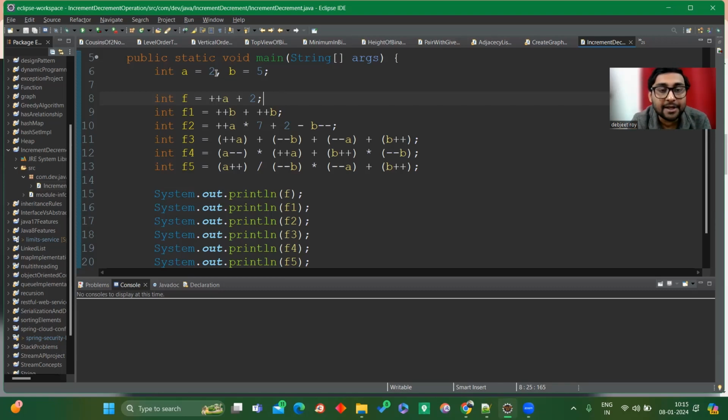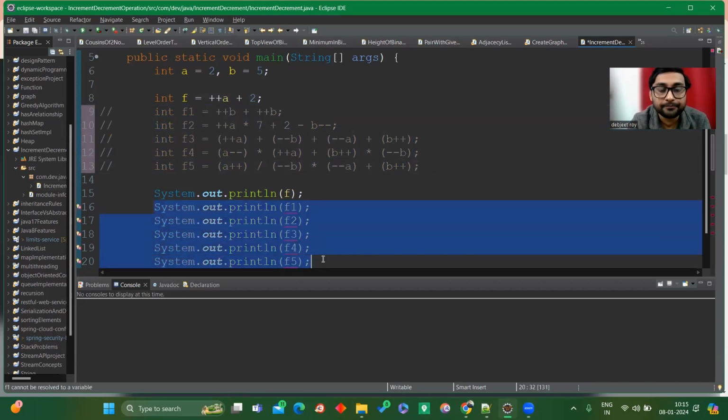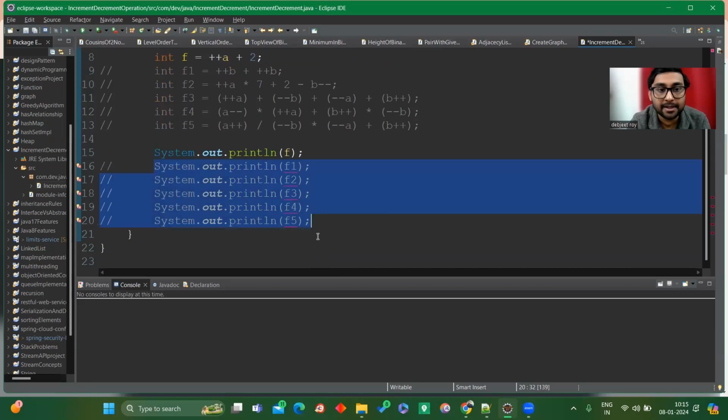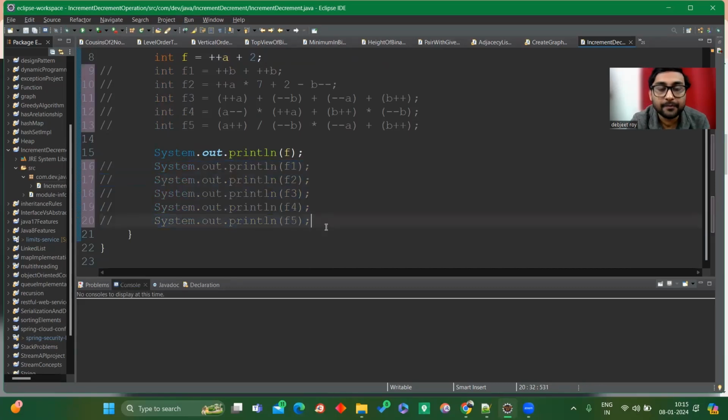Here I've taken the value of a as 2 and b as 5. So if a is equal to 2 and b is equal to 5, then what will be my value for this function? Let's comment this out. One by one we will see. Okay, let's comment this out.